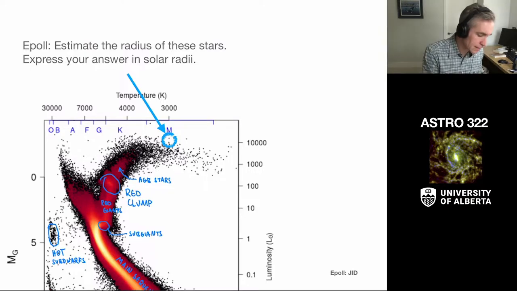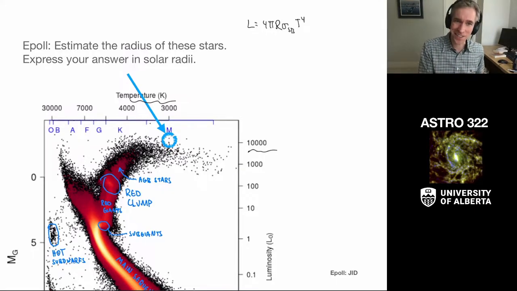What we want to do is ask, how big are these stars? Express your answer in solar radii. So I'll start up the e-poll and then give you a couple pieces here. The first thing that you should note is that since you are on this HR diagram and it's helpfully provided you with a temperature and a luminosity, you can use the Stefan-Boltzmann law. So you know that L is equal to 4 pi r squared sigma SB T to the fourth.